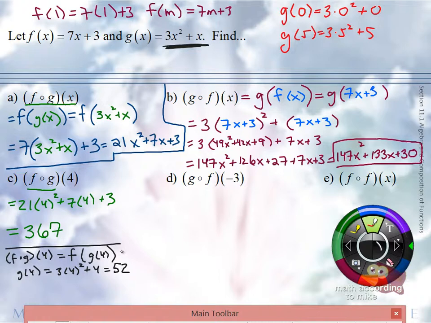All right, so now this means we're finding f of 52. Well, f of 52 says you're going to do 7 times 52 and then add 3. That should give you the desired 367. So there's two ways to evaluate part C. If you already have the generic function done like we have in part A, then plug in 4. If you don't, you can use the definition of composition.